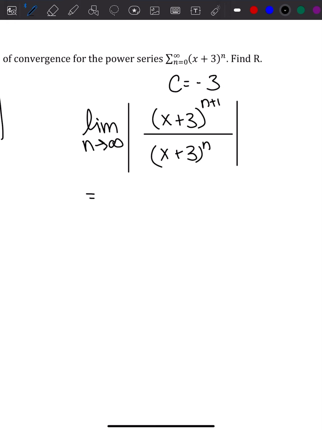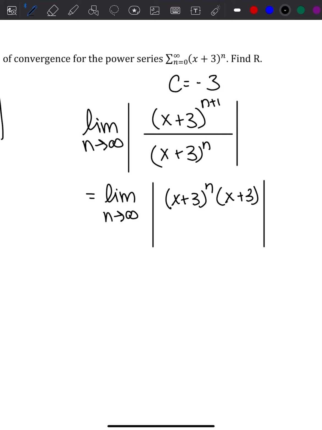Now I'm going to go ahead and separate this just a little bit. This isn't necessarily something you would have to show, but this is just the why it works out. (x + 3)^(n+1) is the same thing as (x + 3)^n times (x + 3). I have the same thing on top and bottom, so I can go ahead and cancel those out. So I have the limit as n approaches infinity of the absolute value of x plus 3.